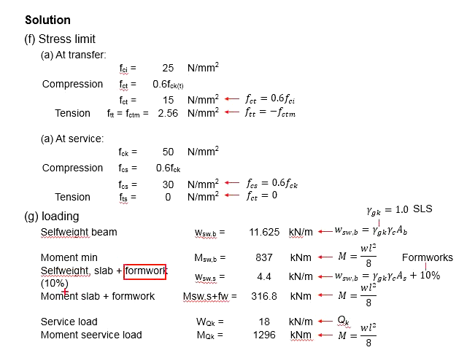Next, we need to calculate the self-weight of the slab plus the formworks. Assuming the formworks is about 10% of the self-weight of the slab, that means we will need to calculate the self-weight of the slab multiplied with 1.1. Again, it is the factors of safety times unit weight times the area of the slab. Plus that 10% of the formwork, you get 4.4 kN per meter. The moment caused by the self-weight of the slab and the formworks is calculated based on the formula here, which is equals to 316.8 kN meter.